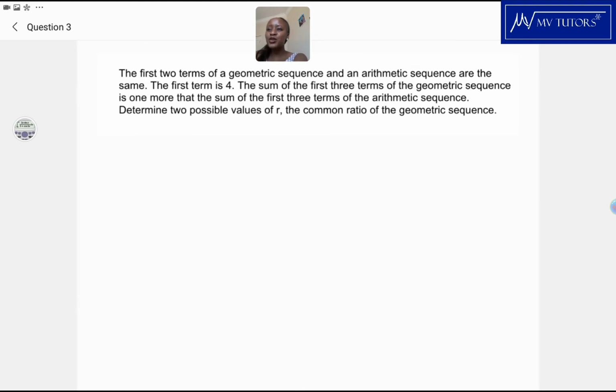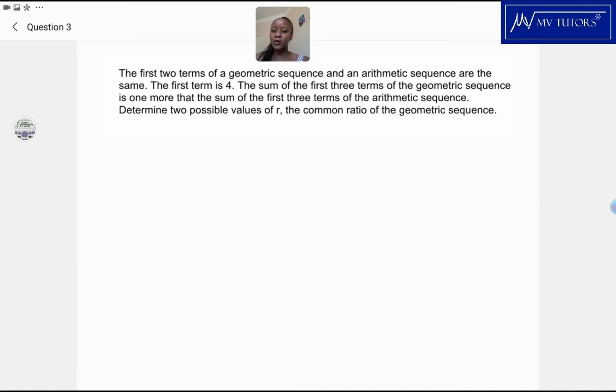So it says the first two terms of a geometric sequence and an arithmetic sequence are the same. The first term is 4. The sum of the first 3 terms of the geometric sequence is equal to 1 more than the sum of the first 3 terms of the arithmetic sequence. Determine the possible values of r, the common ratio of the geometric sequence.